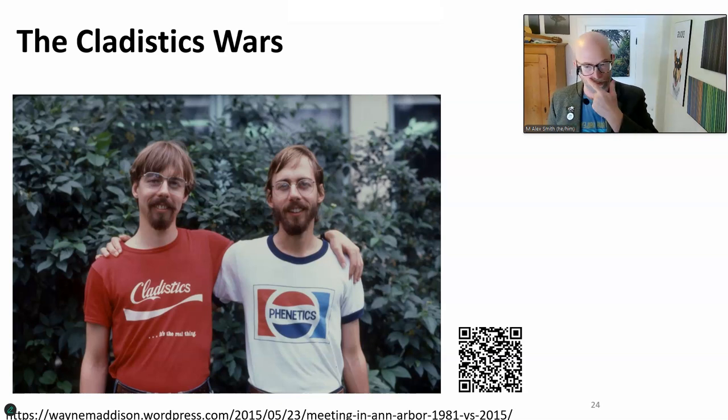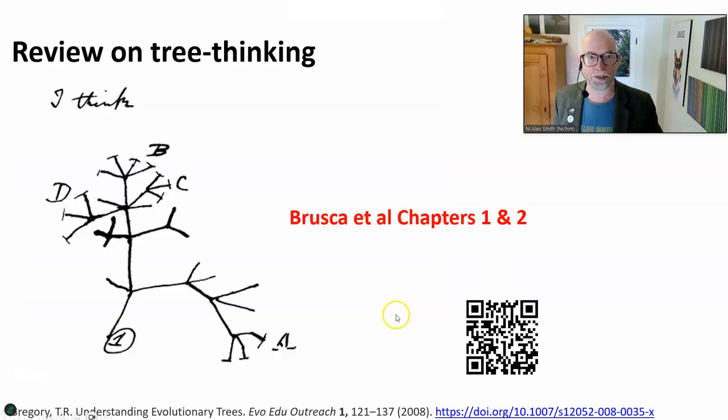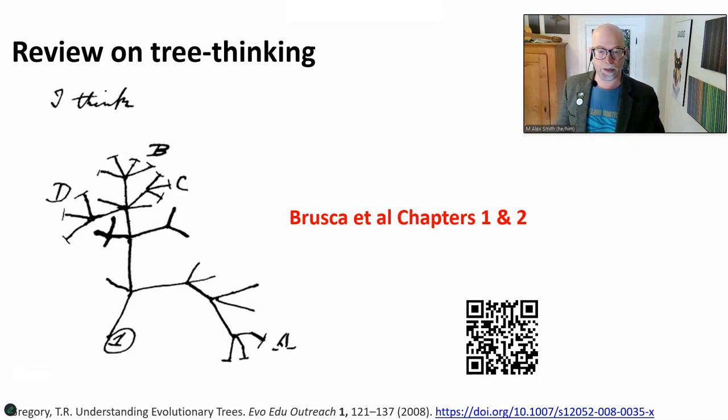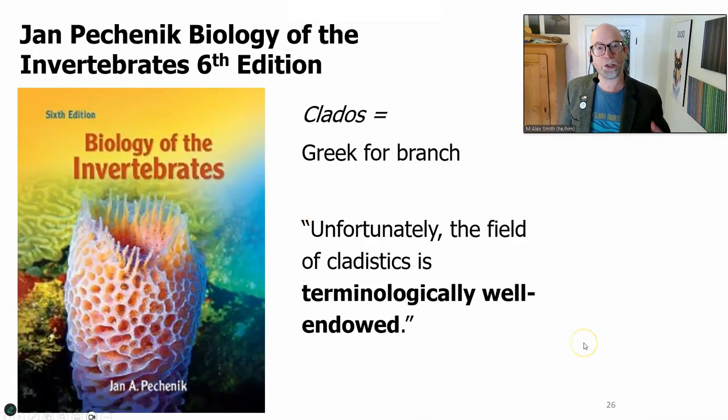And so they caused a little kerfuffle at this Ann Arbor meeting in Michigan in 1981 by wearing these Coke and Pepsi cladistics phenetics t-shirts. You can go read the blog if you're interested in that historical document. And then further, if you're interested in more of a review of tree thinking and its importance in biology, you can take a look at this document here, which is open access, and so just scanning the QR code will take you to that paper. We're going to jump into some of the terms in the remaining time together.